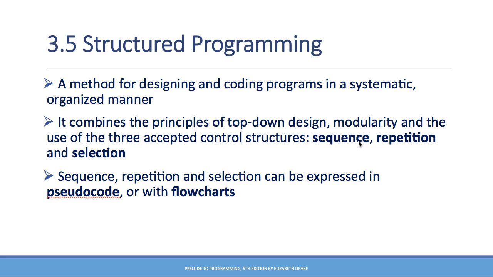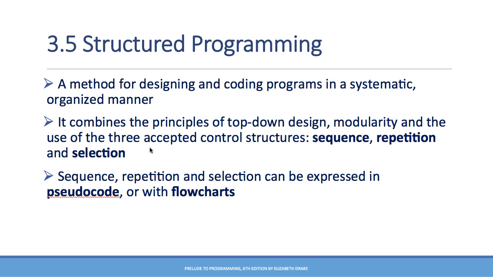One of them is called the sequence structure, which you guys have played around with. You did input, you did a formula, you did output. You followed a sequence. Okay? Another one is called repetition. Okay? And a repetition structure basically is maybe like a loop. You might have to do something over and over again. And then finally, we have selection. Okay? We need to redirect the code into different places. All right? So sequence, repetition, and selection can all be expressed in pseudocode or with flowcharts.